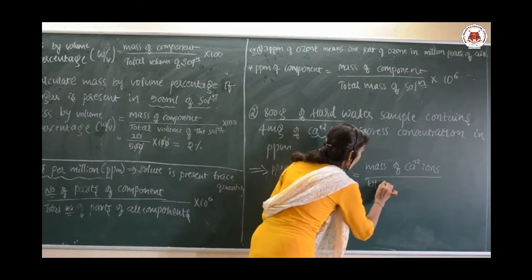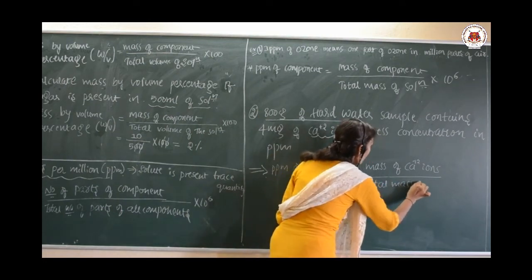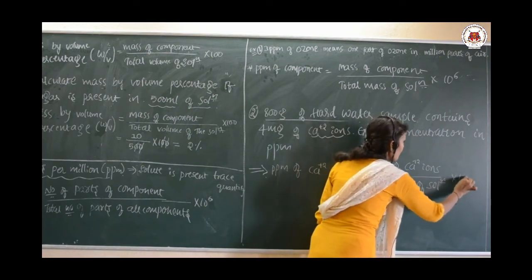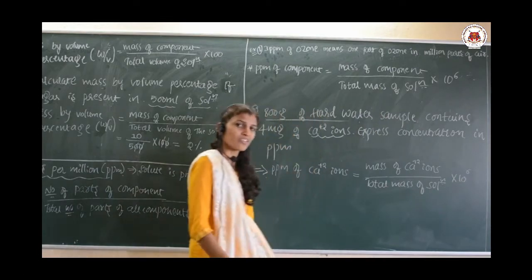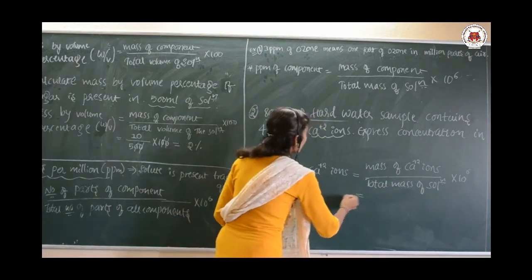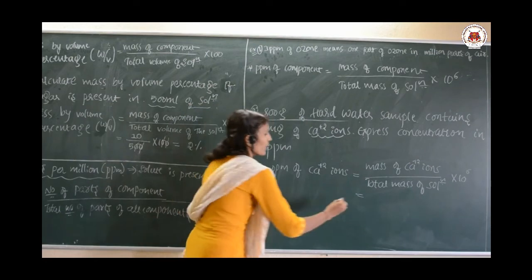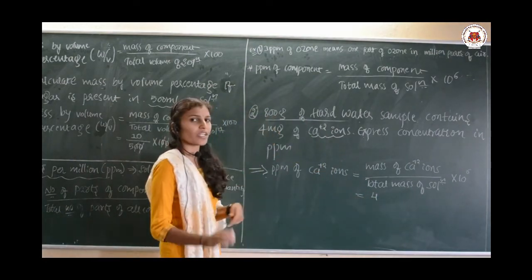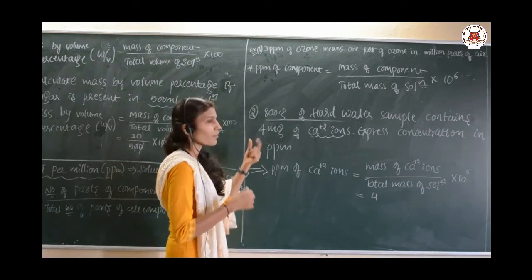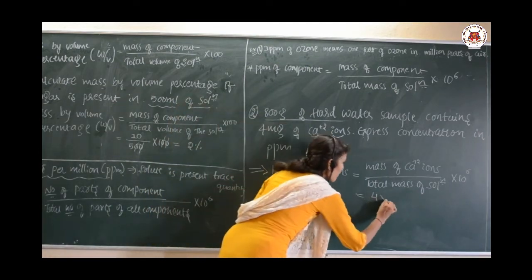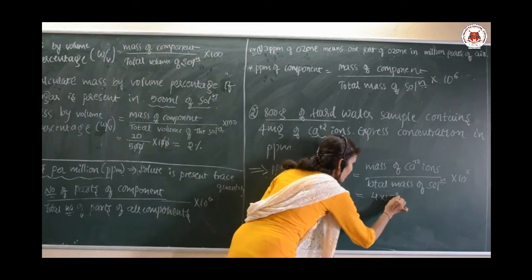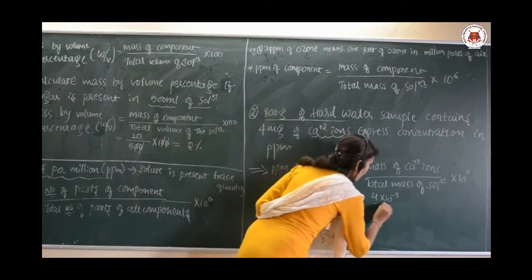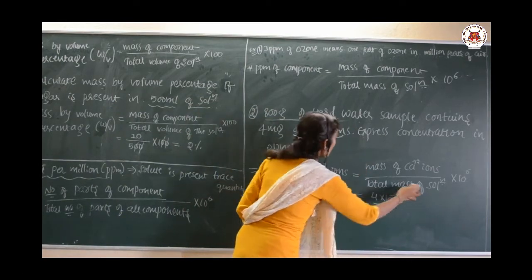So first I will write ppm as the mass of the solute divided by the total mass of the solution, multiplied by 10 to the power 6. Here the mass of the calcium plus 2 is 4 milligram, so it must be converted into gram. How to convert milligram into gram? Just multiply by 10 to the power minus 3, so that it gets converted into gram.